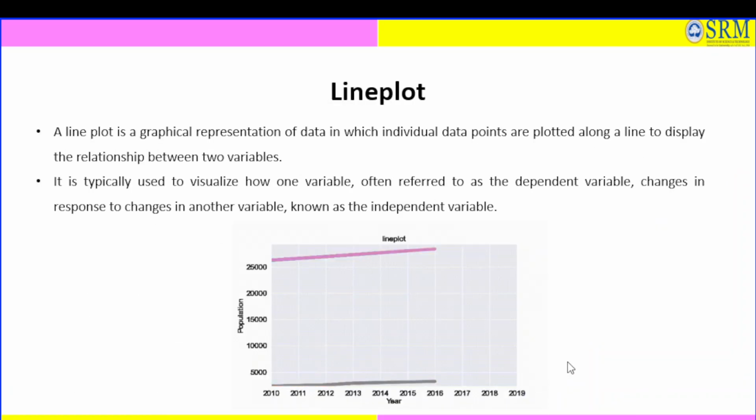So next comes the line plot. So line plot is nothing but a graphical representation of data in which individual data points are plotted against a line to display the relationship between two variables. So particularly it is going to visualize how one variable, called the dependent variable, changes the response in another variable, called the independent variable. These kind of line plots are the base for learning what is a linear regression in machine learning.